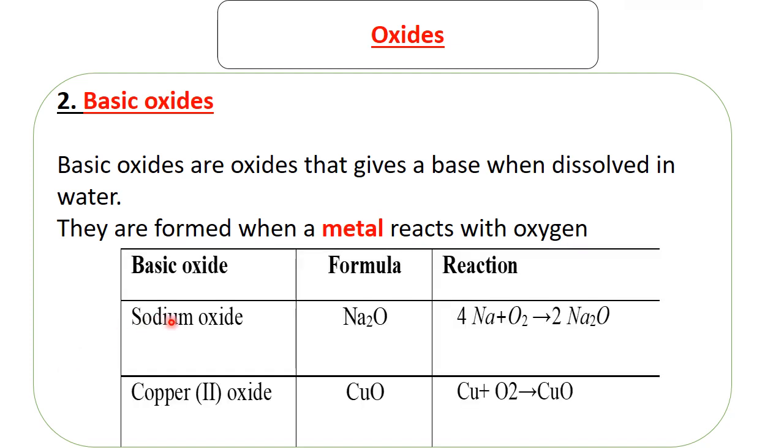Here are examples of reactions showing how these basic oxides are formed. The first example is sodium oxide, which is written as Na2O. The reaction is sodium, which is a metal, reacts with oxygen to form sodium oxide. Then we have copper 2 oxide, which of course has a valence of 2, so the formula is this. It is formed when copper reacts with oxygen to form copper 2 oxide.